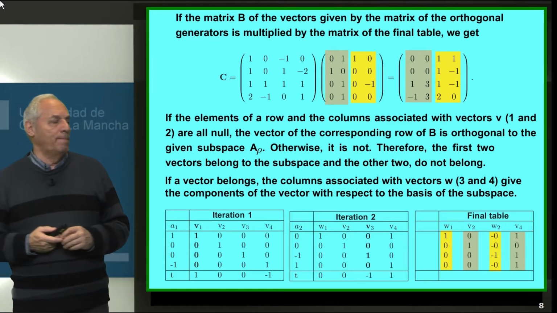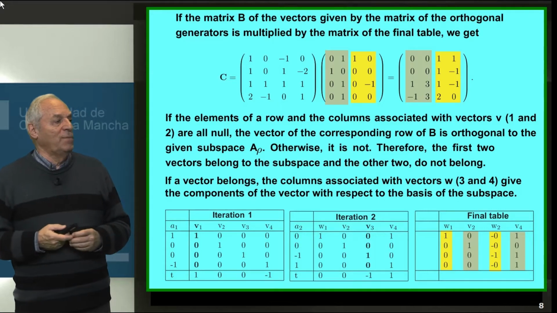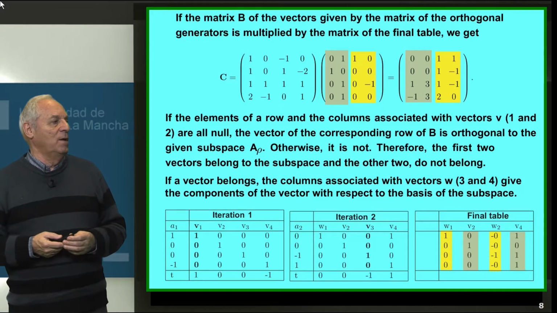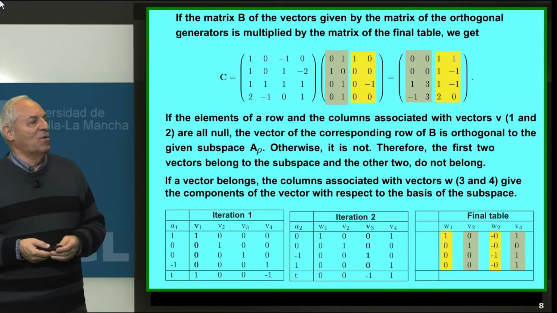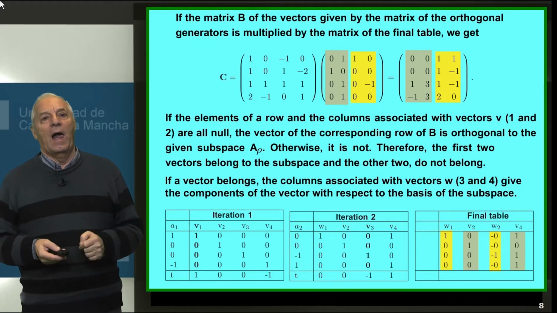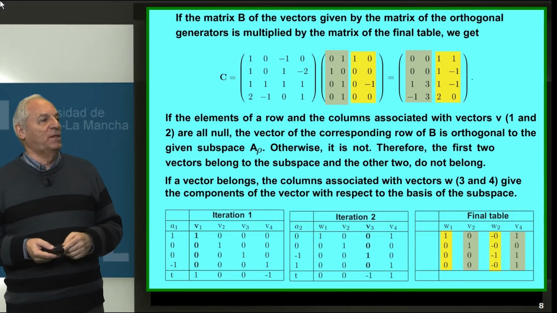Finally, what happens with the rows in yellow? Well, they give us the components of the two vectors that belong to the subspace, with respect to the generating elements that appear there, that is, with respect to the basis.